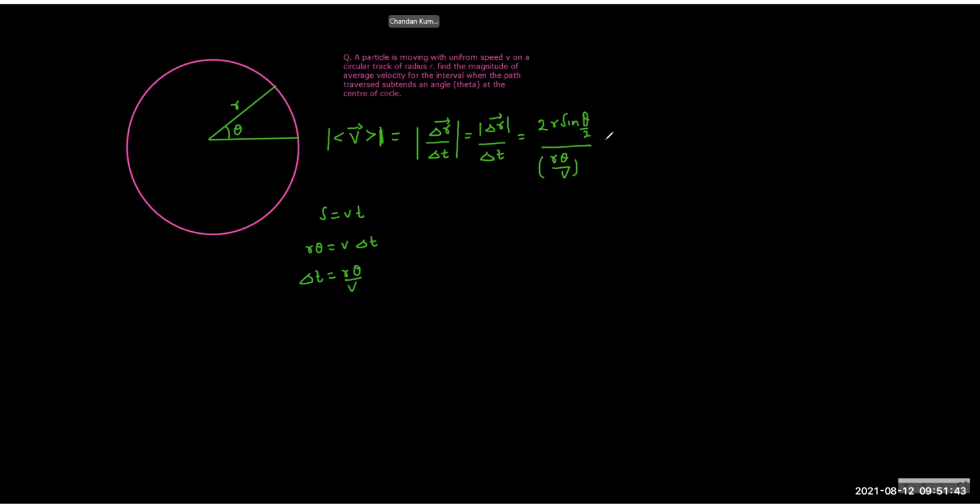And so the answer is something very interesting. It's v multiplied by sine theta by 2 upon theta by 2. It looks really nice. Can you see that? I have taken the 2 and brought it in the denominator to match the formula. So you can see the average velocity modulus, the magnitude, if you travel by angle theta, is this much.